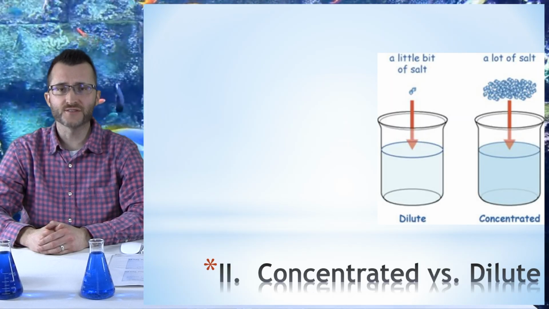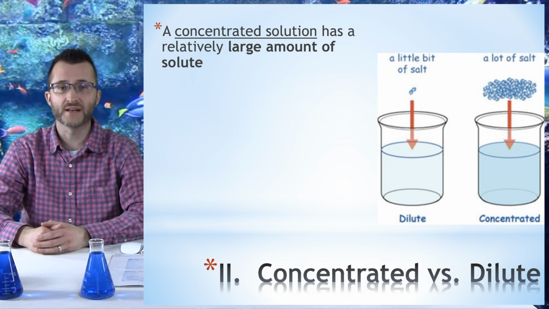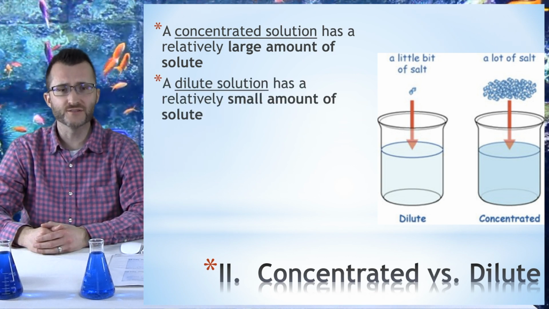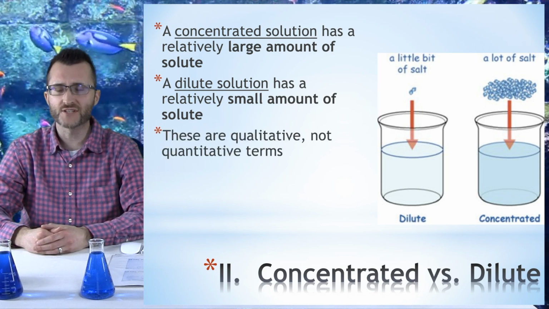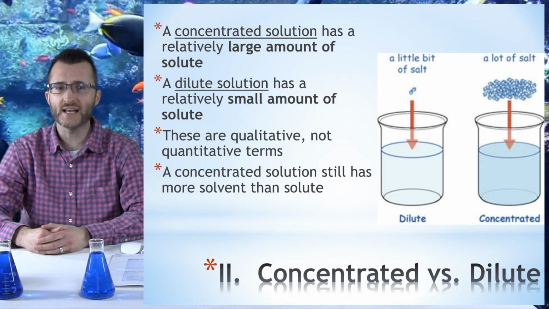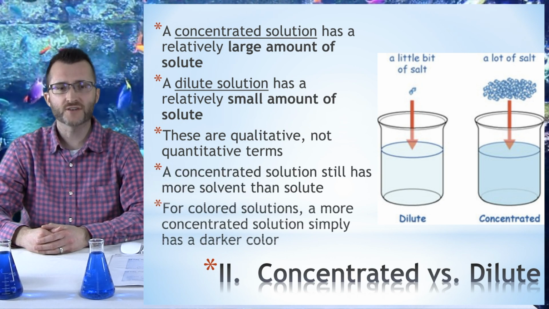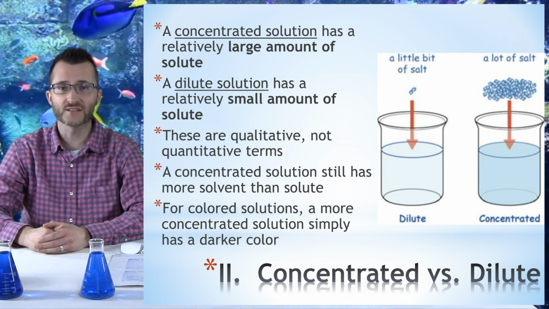Concentrated versus dilute solutions. A concentrated solution has a relatively large amount of solute, whereas a dilute solution has a relatively small amount of solute. These are qualitative terms, not quantitative terms. A concentrated solution still has more solvent than solute. For colored solutions, a more concentrated solution simply has a darker color.